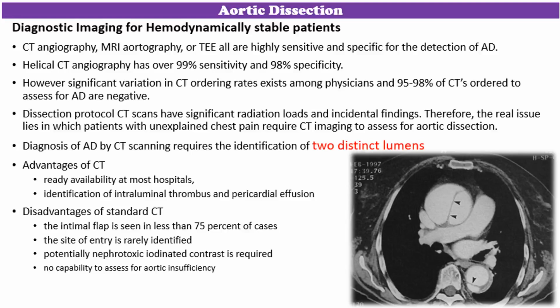Diagnosis of aortic dissection by CT scanning requires the identification of two distinct lumens since the intimal flap may or may not be demonstrated. Advantages of CT are ready availability at most hospitals, even on an emergency basis, and identification of intraluminal thrombus and pericardial effusion. Two disadvantages of standard CT are that the intimal flap is seen in less than 75% of cases and that the site of entry is rarely identified. In addition, potentially nephrotoxic iodinated contrast is required, and there is no capability to assess for aortic insufficiency.